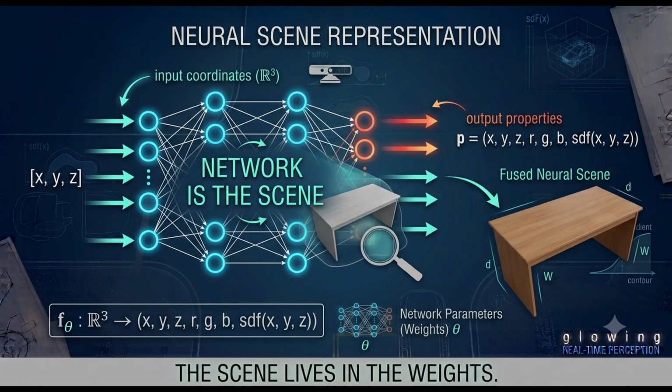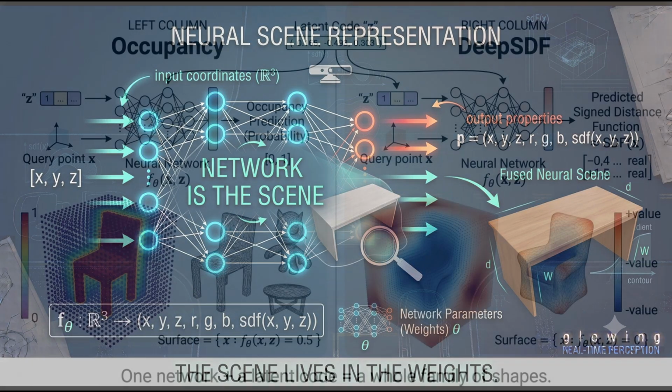Neural implicit representations. Everything so far stores geometry in an explicit grid or list. Now we make a conceptual leap that reshaped the whole field. What if we replace the grid with a neural network? Instead of a giant array of voxels, we train a small network whose weights encode the entire scene. You feed it a 3D coordinate, and it tells you something about that point. The scene lives inside the function. This is the world of neural implicit representations, also called neural fields or coordinate networks.